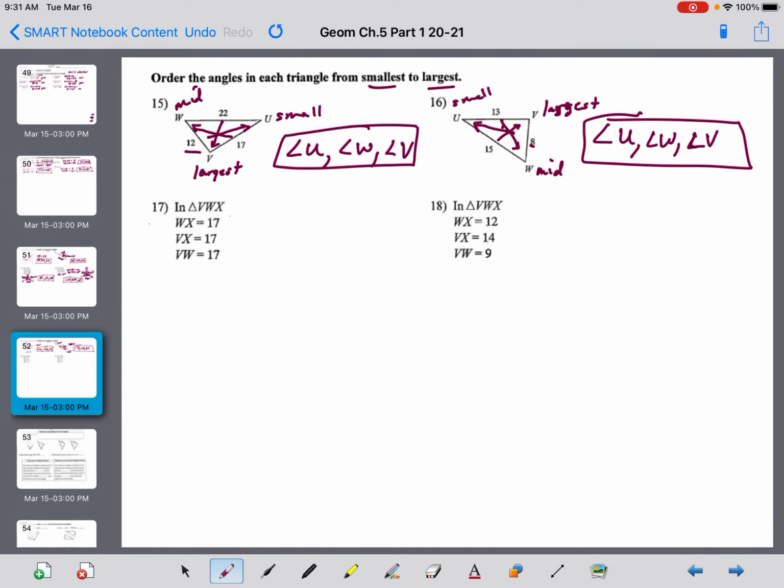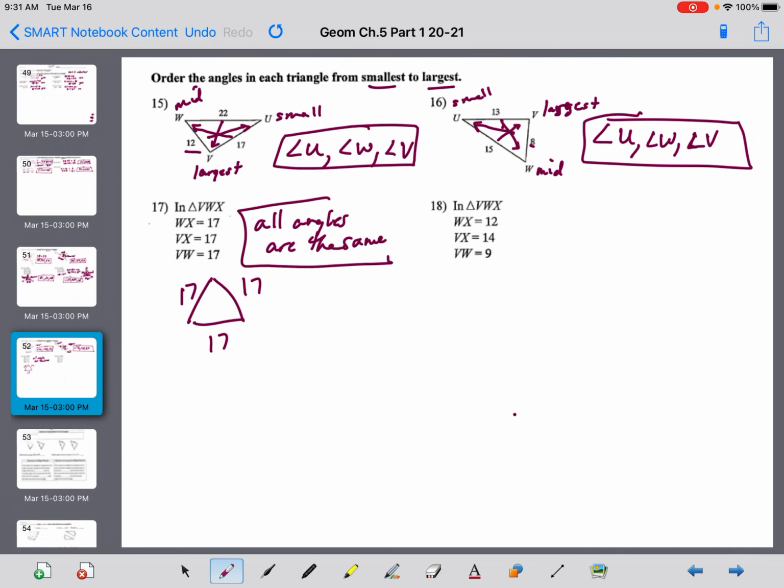And let's see. Oh, number 17 is kind of unique. Yes, I could draw a picture. They're all the same size. So all these angles are equal. So that's all you really need to say for that one, is all angles are the same. And they would actually be all 60 degrees. This is an equilateral triangle.